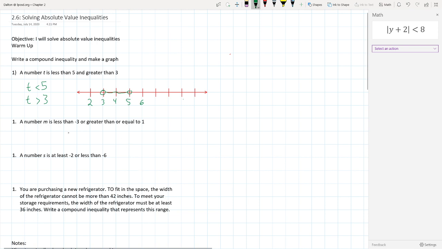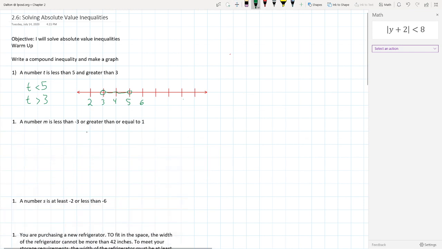All right. This is number 2, really. A number m is less than negative 3 or greater than or equal to 1. So a number m, so I know I'm going to have two m's. A number m is less than negative 3 or, so that kind of tells me going on to the next one, greater than or equal to 1.